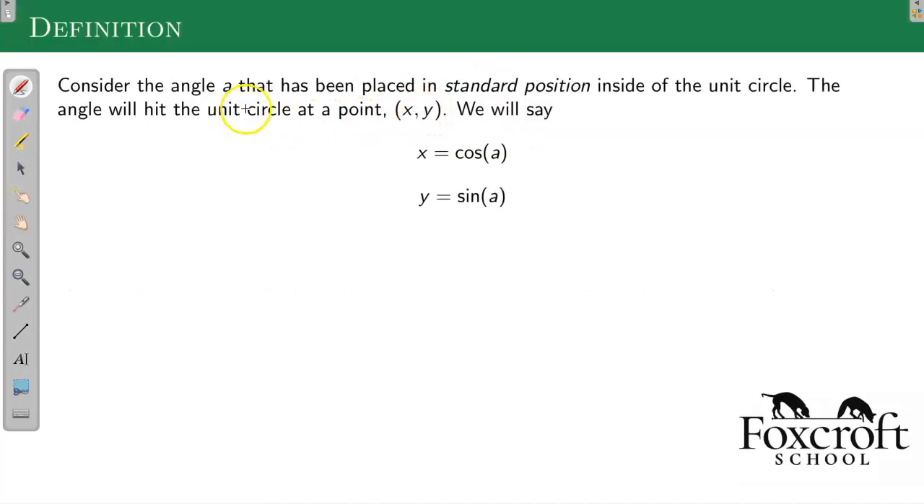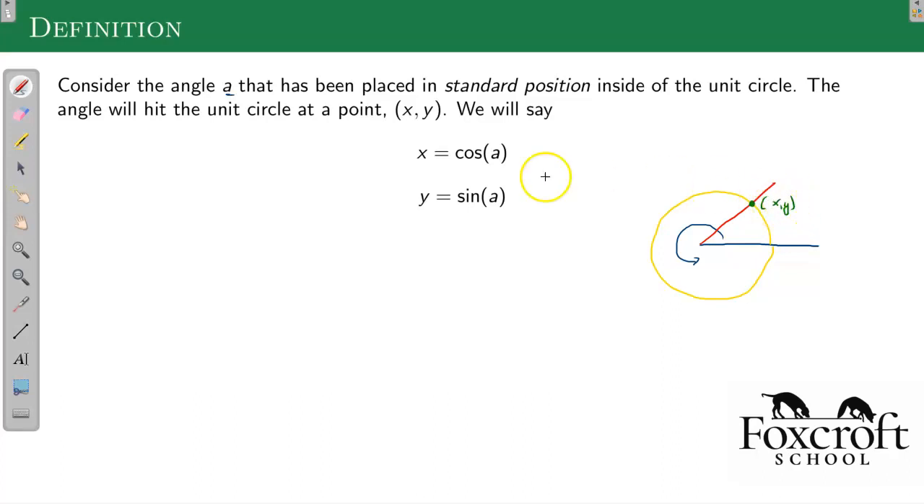And our new definition is this. We have some angle that's in our unit circle. It's called standard position, which basically means one side is always the positive x-axis, and then we rotate from there. So we're in the unit circle, and let's say this is our angle. That angle is guaranteed to hit the unit circle at some point.